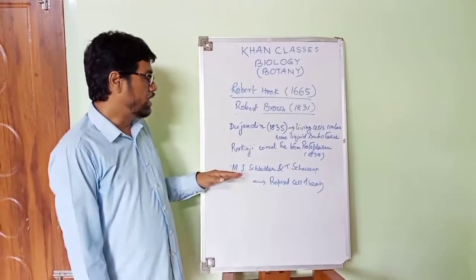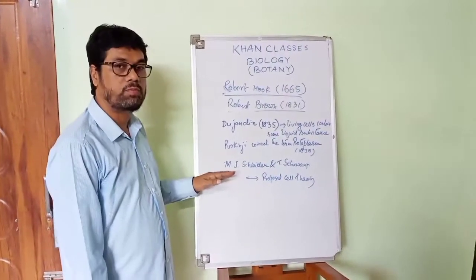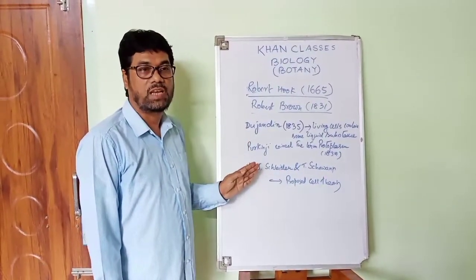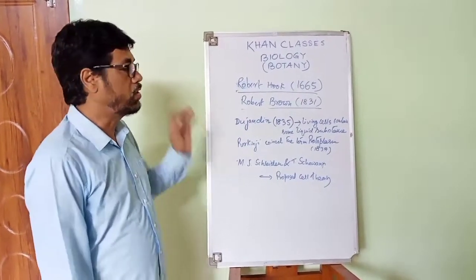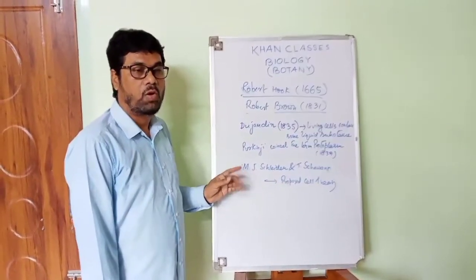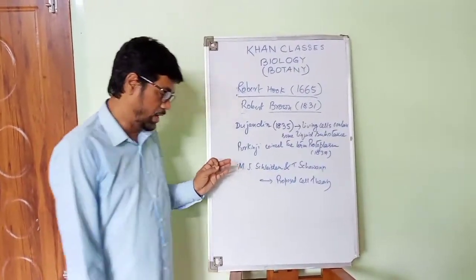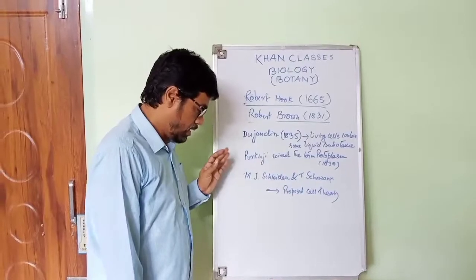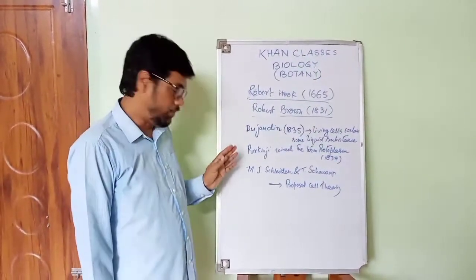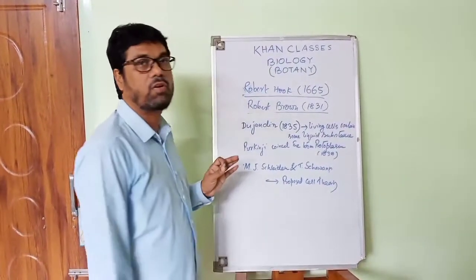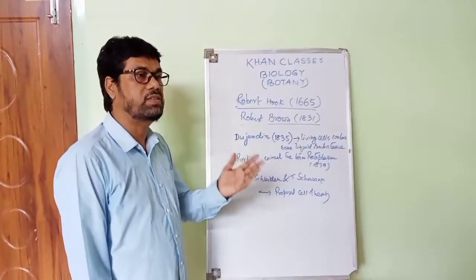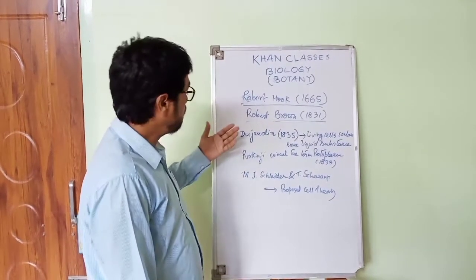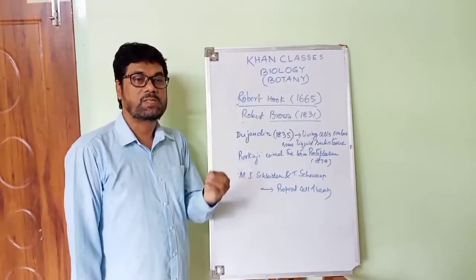In 1839, the cell theory was proposed, an important theory which explains the different components of the cell. There are three important characteristics of the cell theory. One, every living organism is made up of cells, and they are the products of cells. Number two, cells are the functional unit of life. Number three, every cell originates from a pre-existing cell. These are the three important aspects of the cell theory.